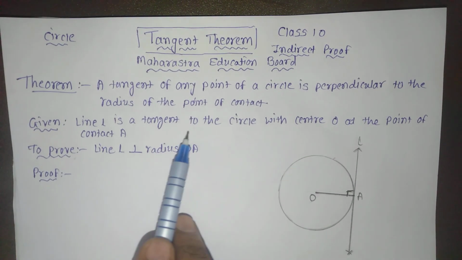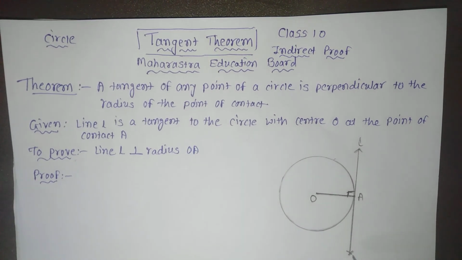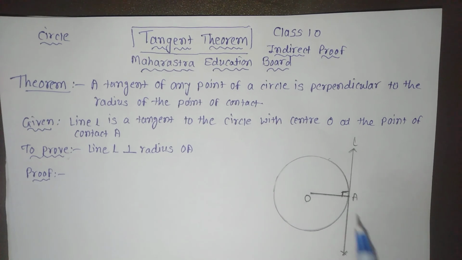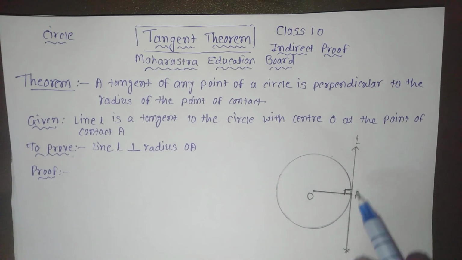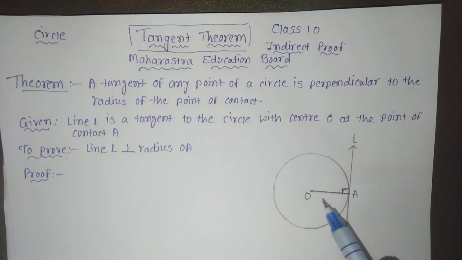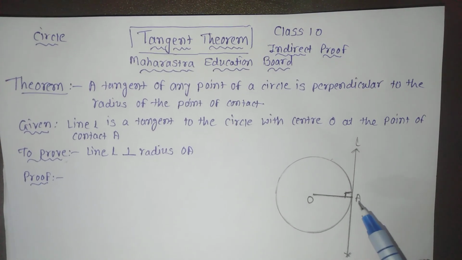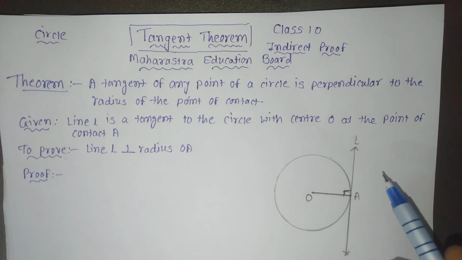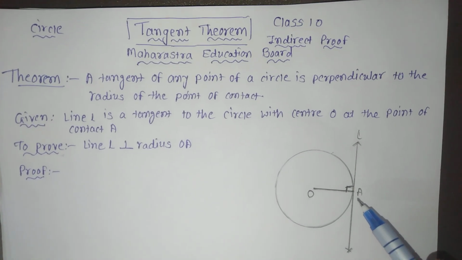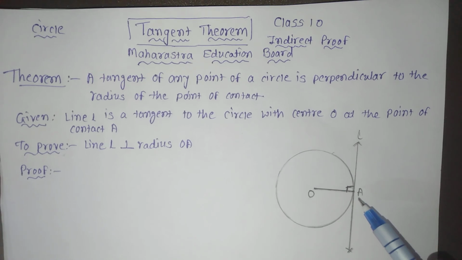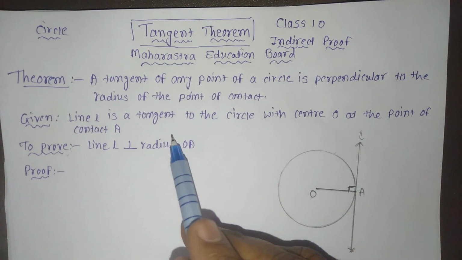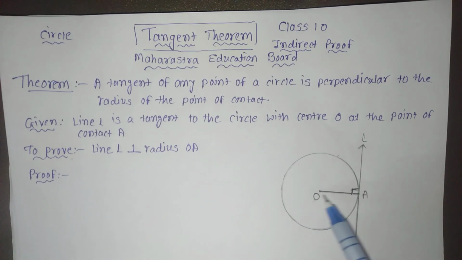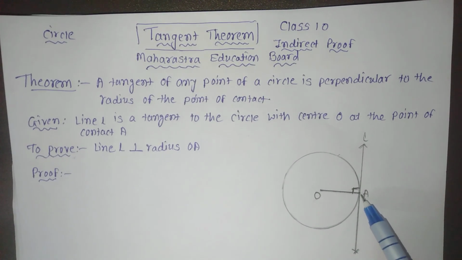Line L is a tangent to the circle. You can see here what is given. This is a circle with center O and radius OA. Line L is a tangent to the circle with center O at the point of contact A. You know what is a contact point? When the line which is a tangent touches the circle at one point, that point is called the contact point. So line L is a tangent to the circle with center O and touches the circle at point A.